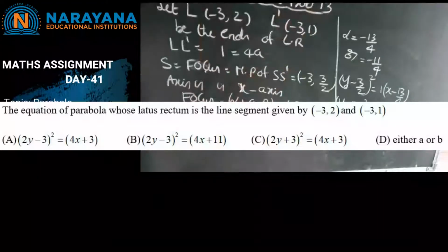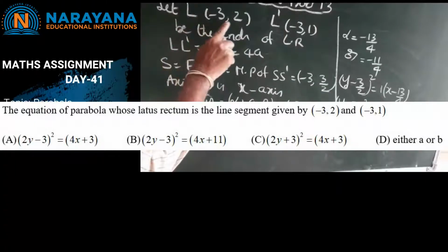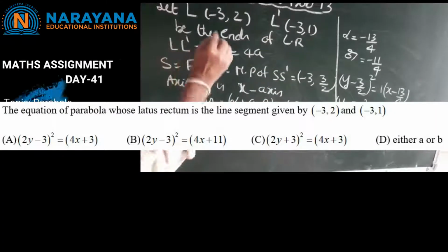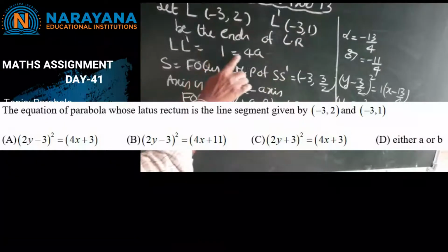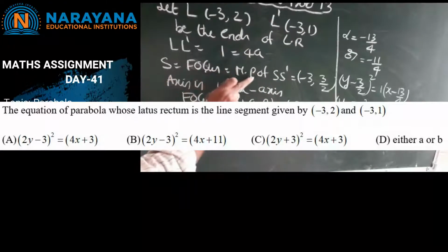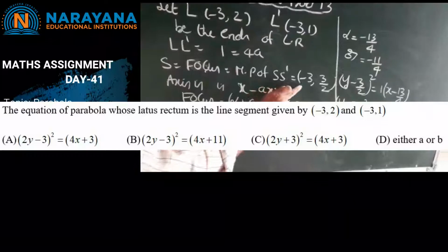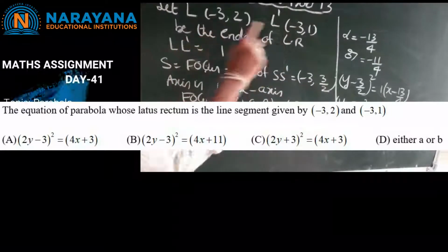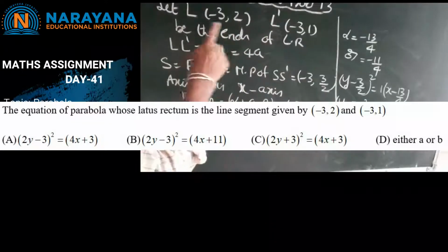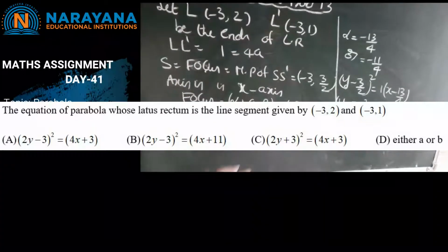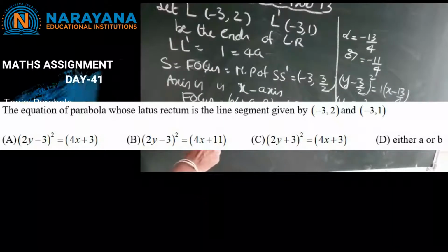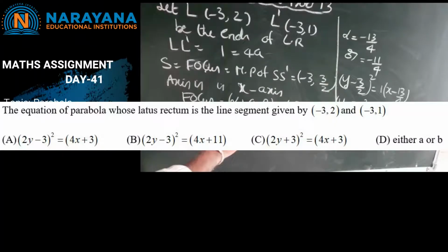Problem 13. Let L(−3, 2) and L'(−3, 1) be the ends of the latus rectum. The distance between these two is given by 1, so 4a is 1. The focus equals the midpoint of LL', which is given by (−3, 3/2). Here L and L' have the same x coordinate, so LL' is parallel to the y axis. Hence the axis will be parallel to the x axis. So the focus is given by this formula, where a is 1/4.